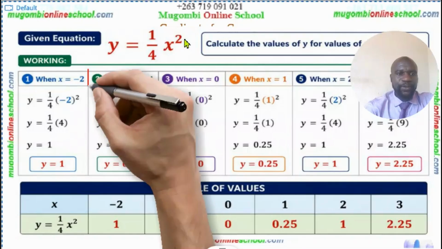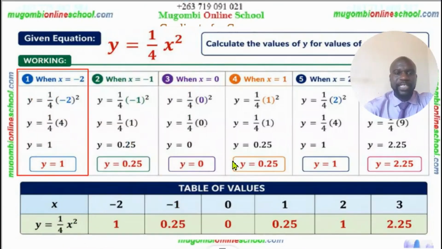If we substitute -2 at this point, we will get +4, which is -2 squared, which is +4, and we'll get 1 here. Likewise, we are going to substitute the available values of x until we get all the required values in the table of values like this. Let us proceed to calculate. We can cross-check our calculations.